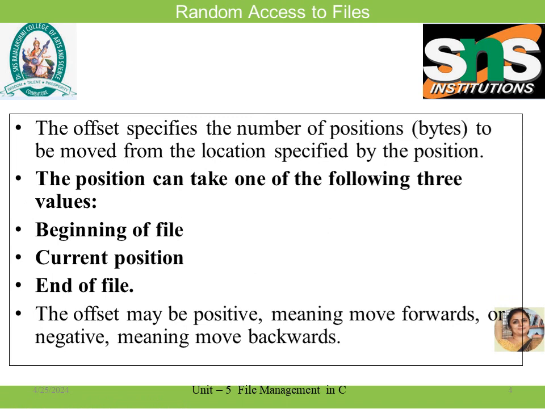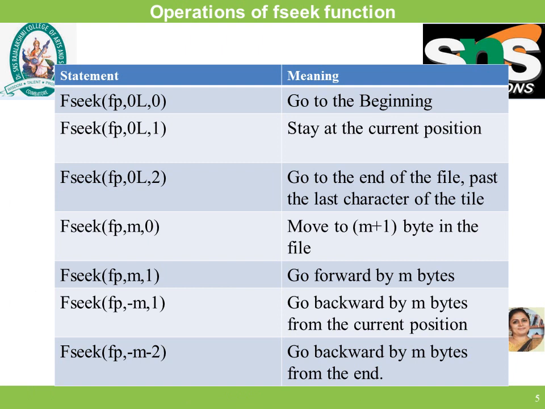The offset specifies a number of positions to be moved from the location specified by the position. The position can take one of the following three values: beginning of the file, current position, and end of the file. The offset may be positive, meaning move forward, or negative, meaning moving backwards. There are some operations for the fseek option.